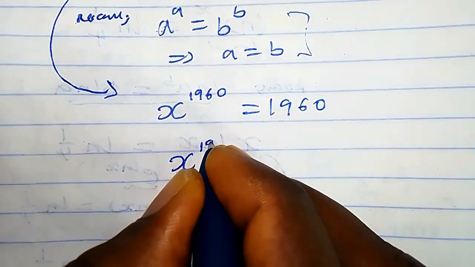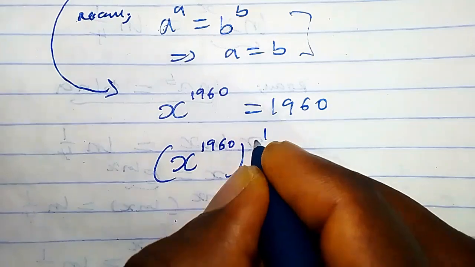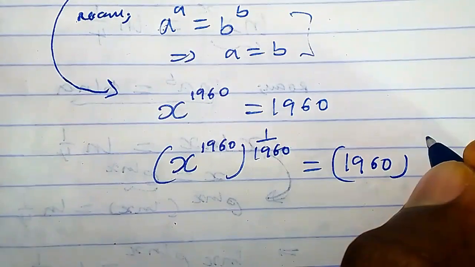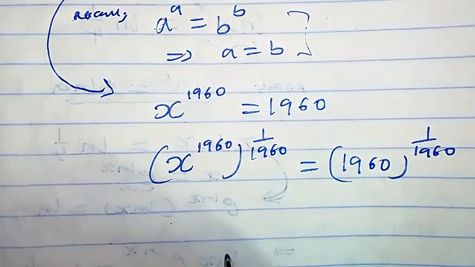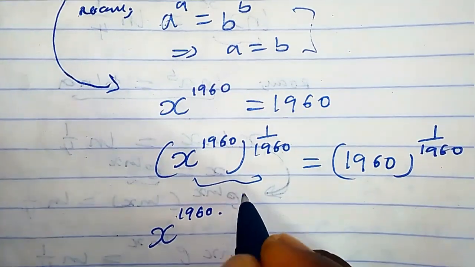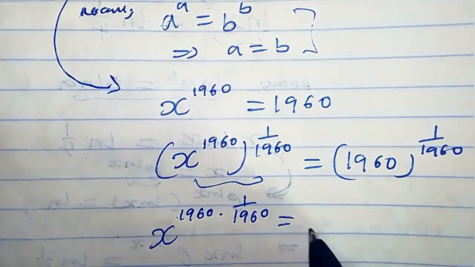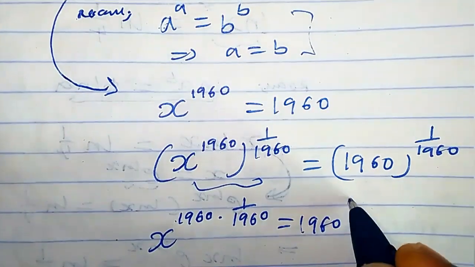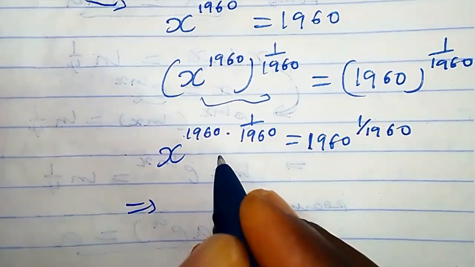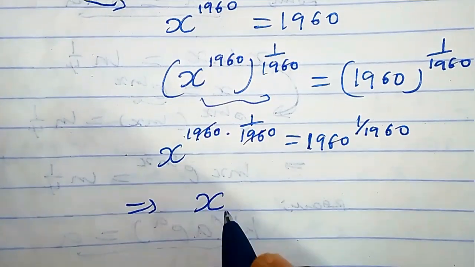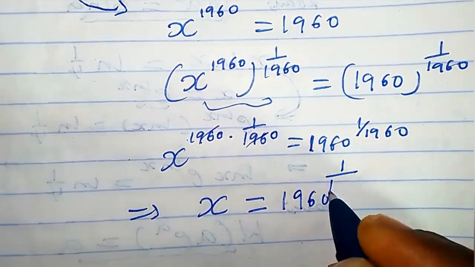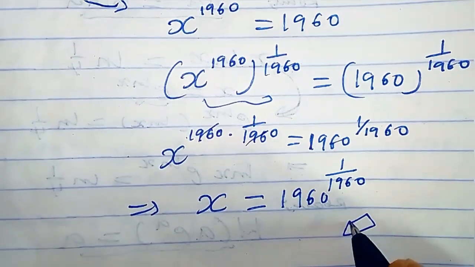So we're going to have x raised to power 1960 times 1 over 1960 equals 1960 raised to power 1 over 1960. This left hand side could be written as x raised to power 1960 times 1 over 1960, equals 1960 raised to power 1 over 1960. So this implies that this takes care of this, so we are left with x on the left hand side equals 1960 raised to power 1 over 1960. So this is the required value of x.